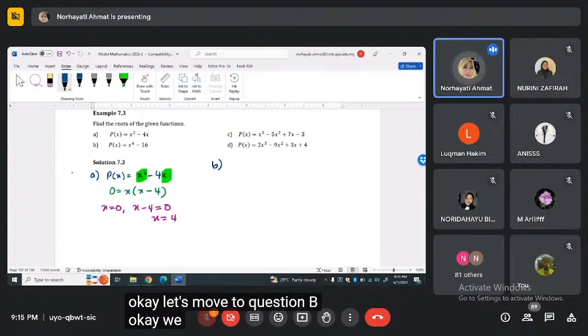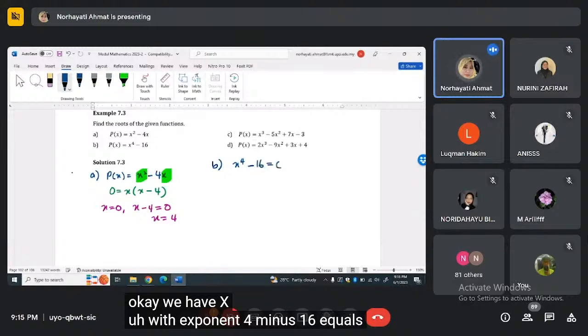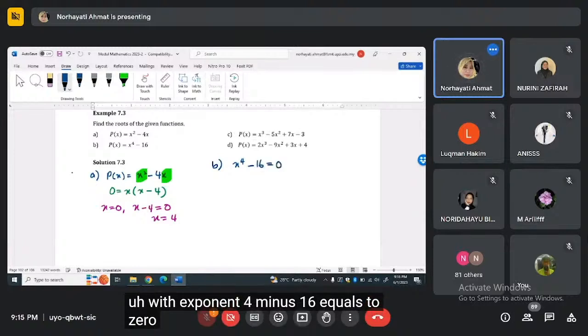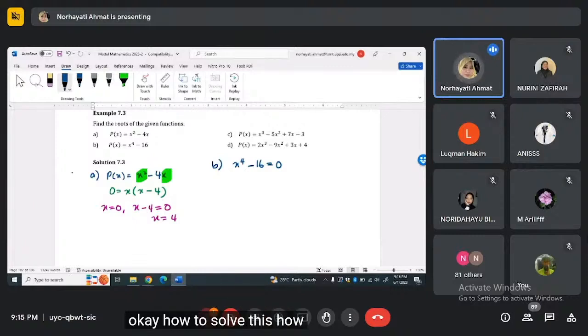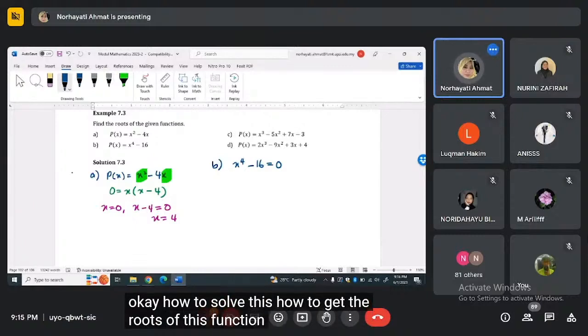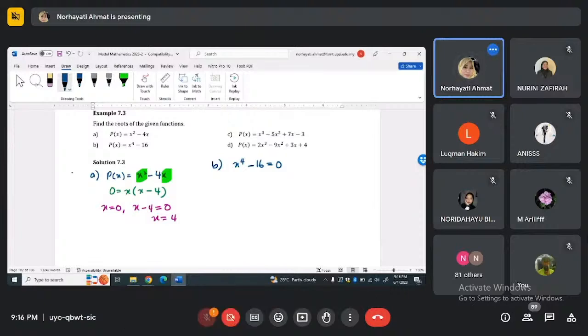Okay, we have x with exponent 4 minus 16 equals to 0. Okay, how to solve this? How to get the roots of this function? Macam mana? Ada siapa-siapa nak share idea?